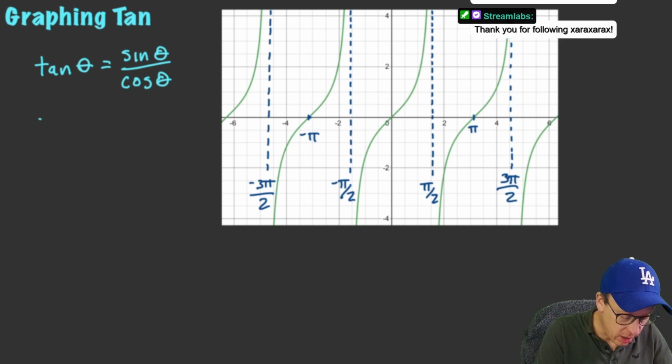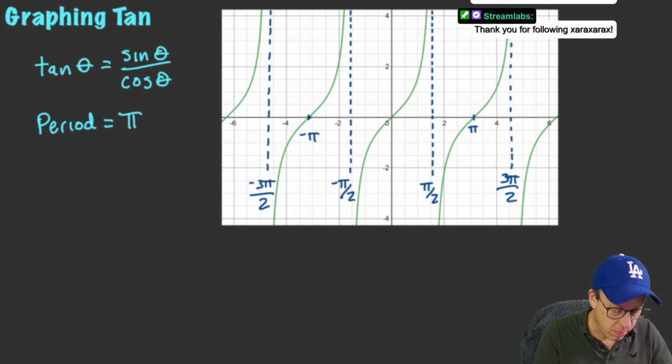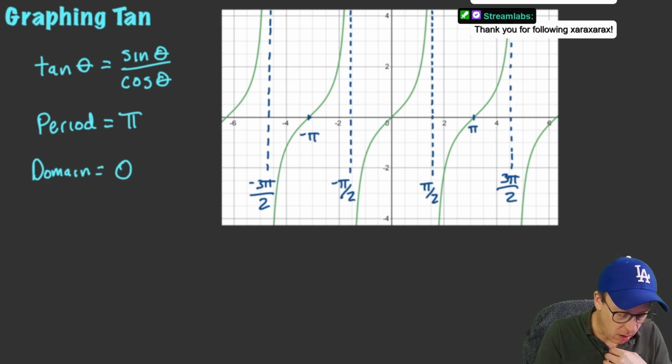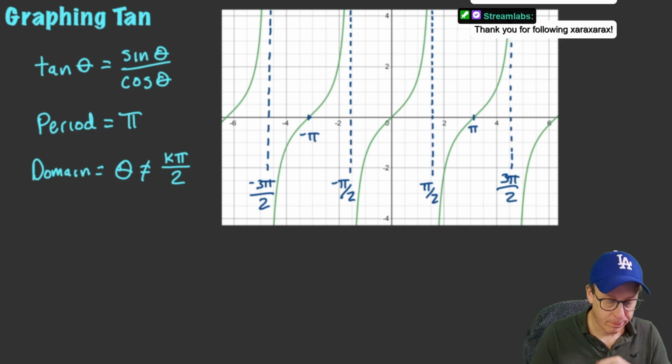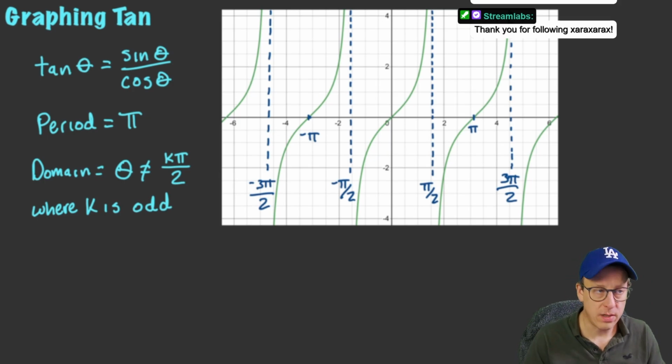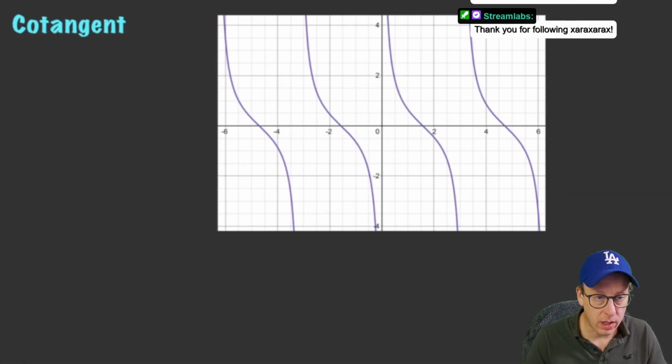And the tangent is going to have a period which is equal to pi. And the domain, if you want to know, is basically all angles that are not equal to some value k pi divided by 2, where k is odd. And there is our domain and our tangent and all the other stuff. All right, let's go into cotangents.